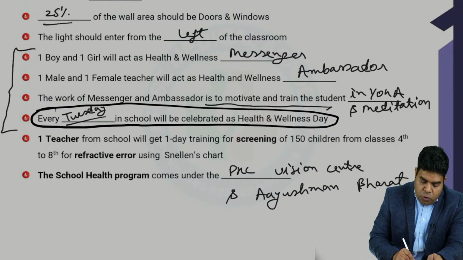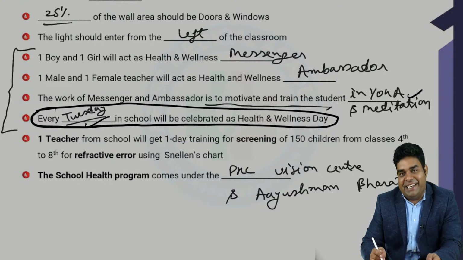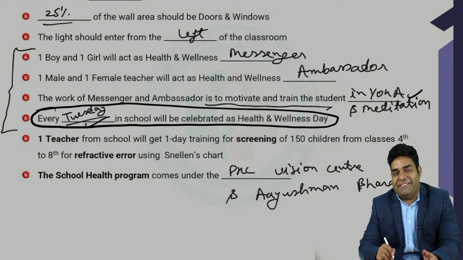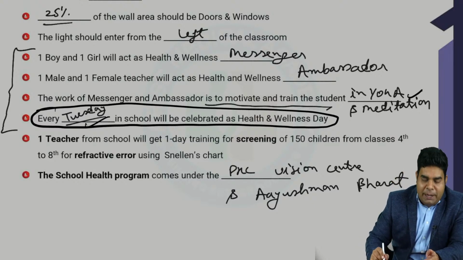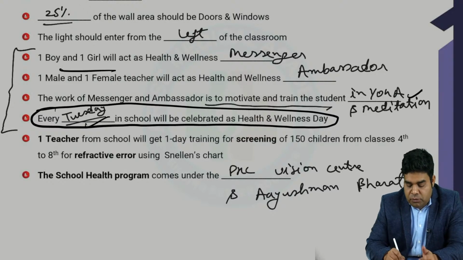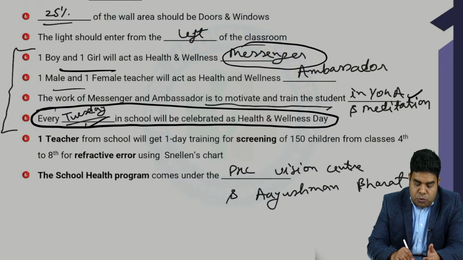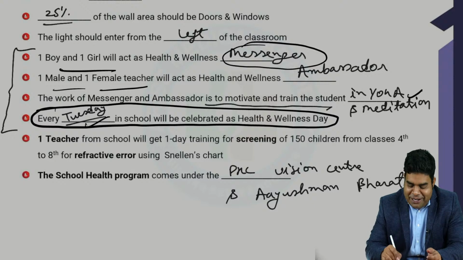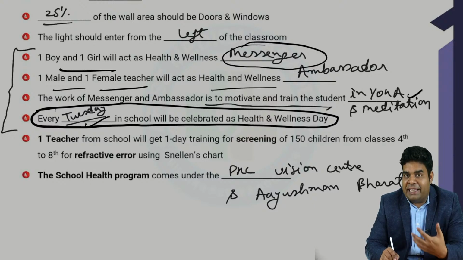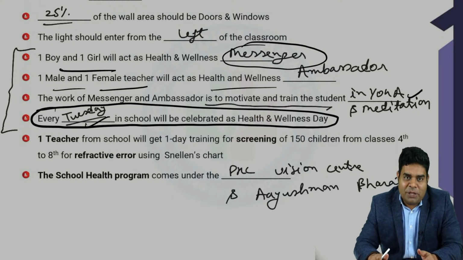So what they will do on this Tuesday, they will motivate students for yoga and meditation. Because yoga se sab hoga, hai na? And for motivating them, they will choose one boy and one girl from each school as health and wellness messenger. They will also choose one male and one female teacher, not for couple yoga or couple dance, but to work as health and wellness ambassador and to train students in yoga and meditation. Okay.